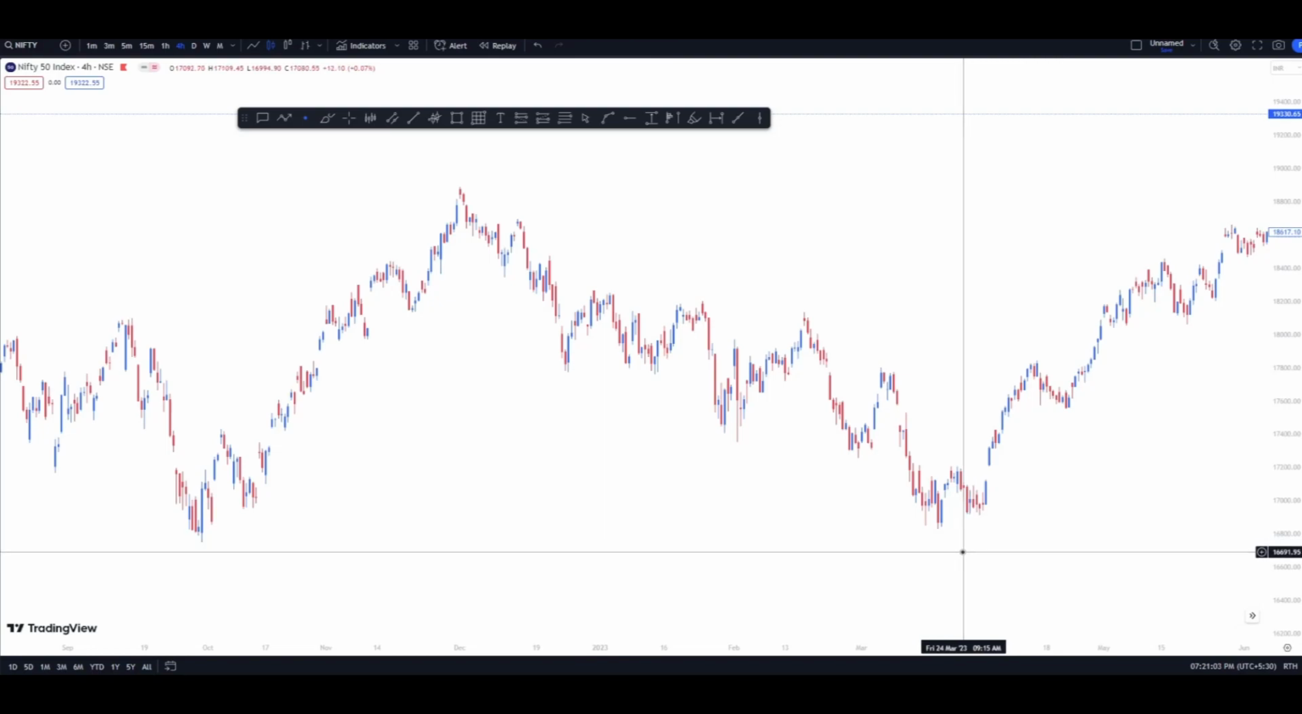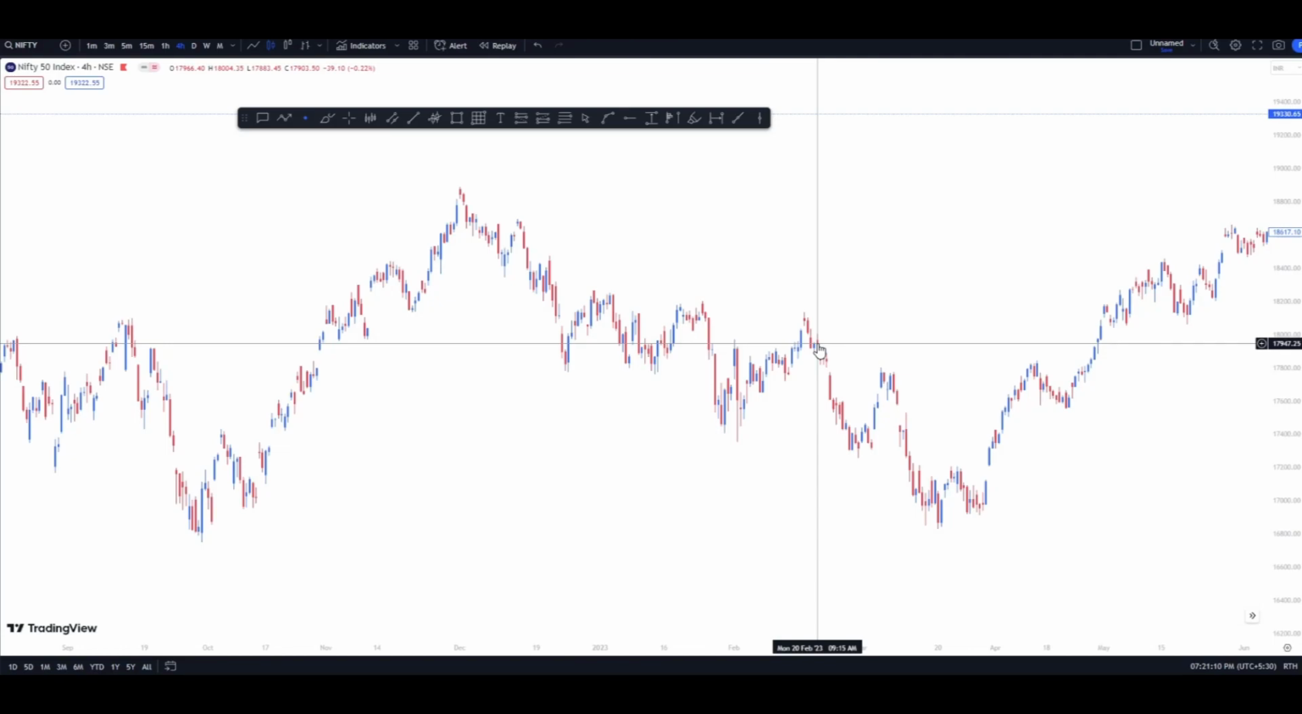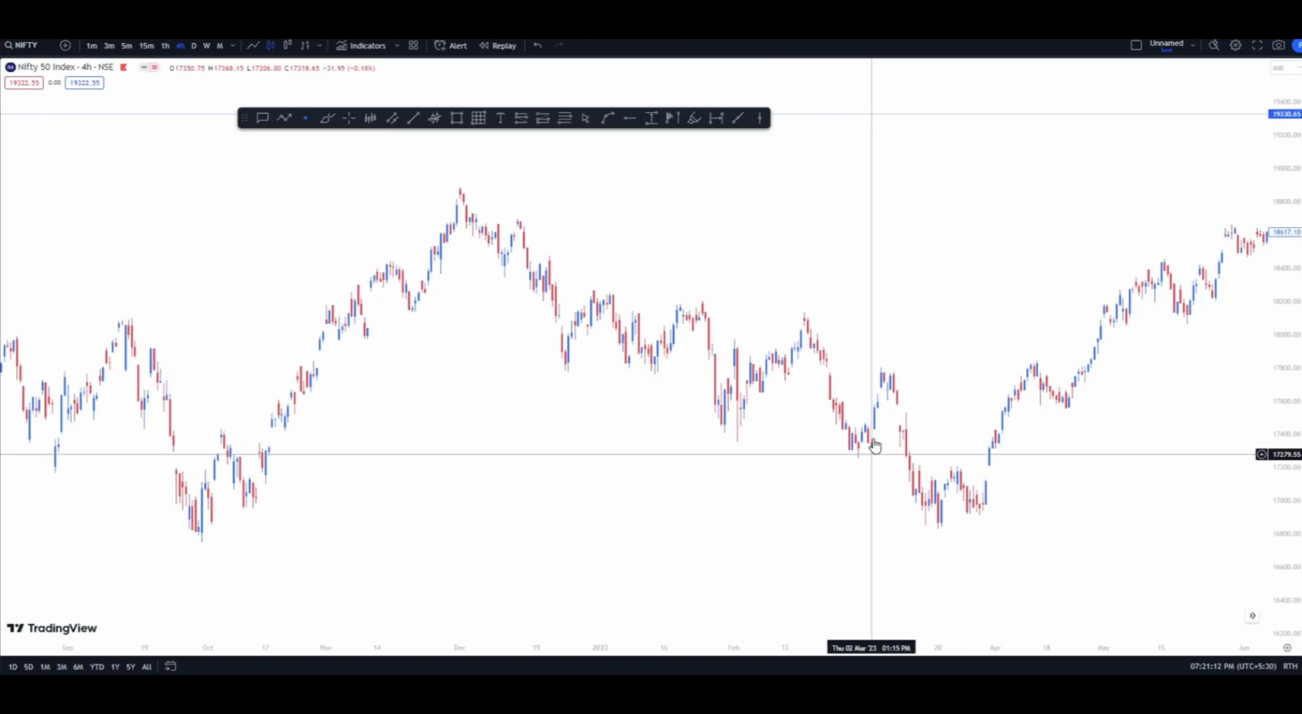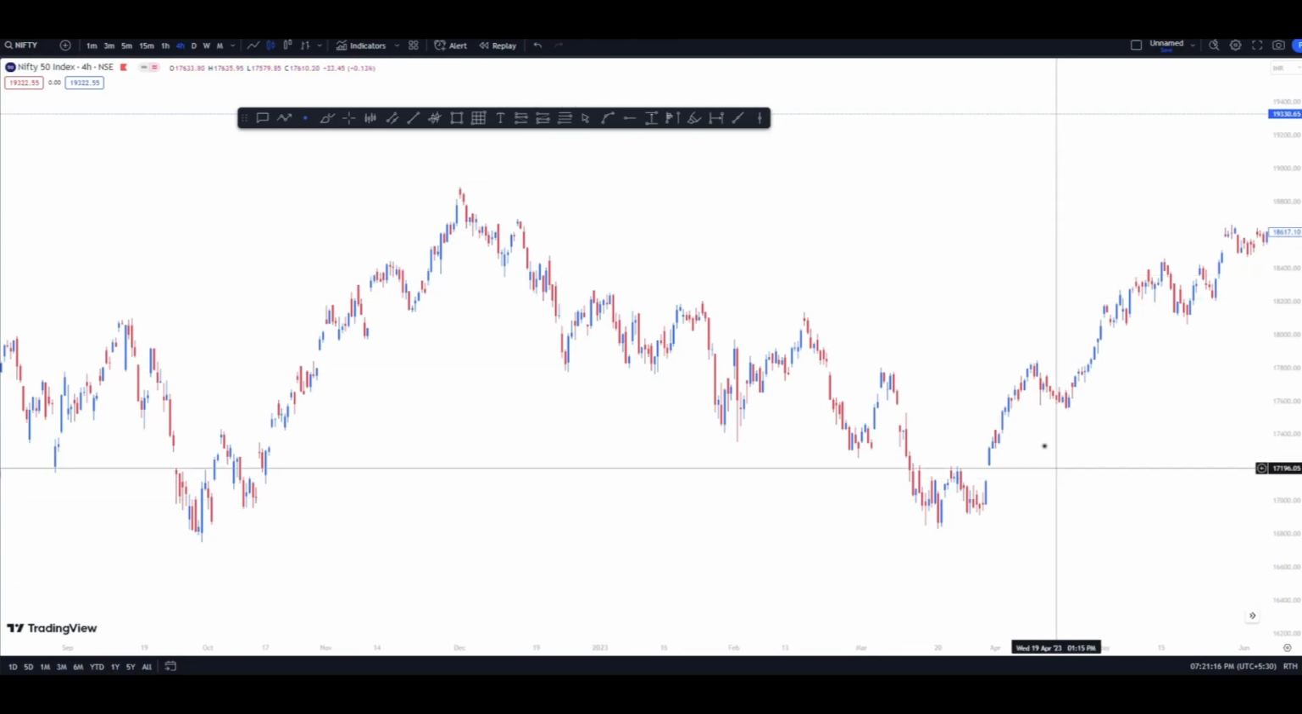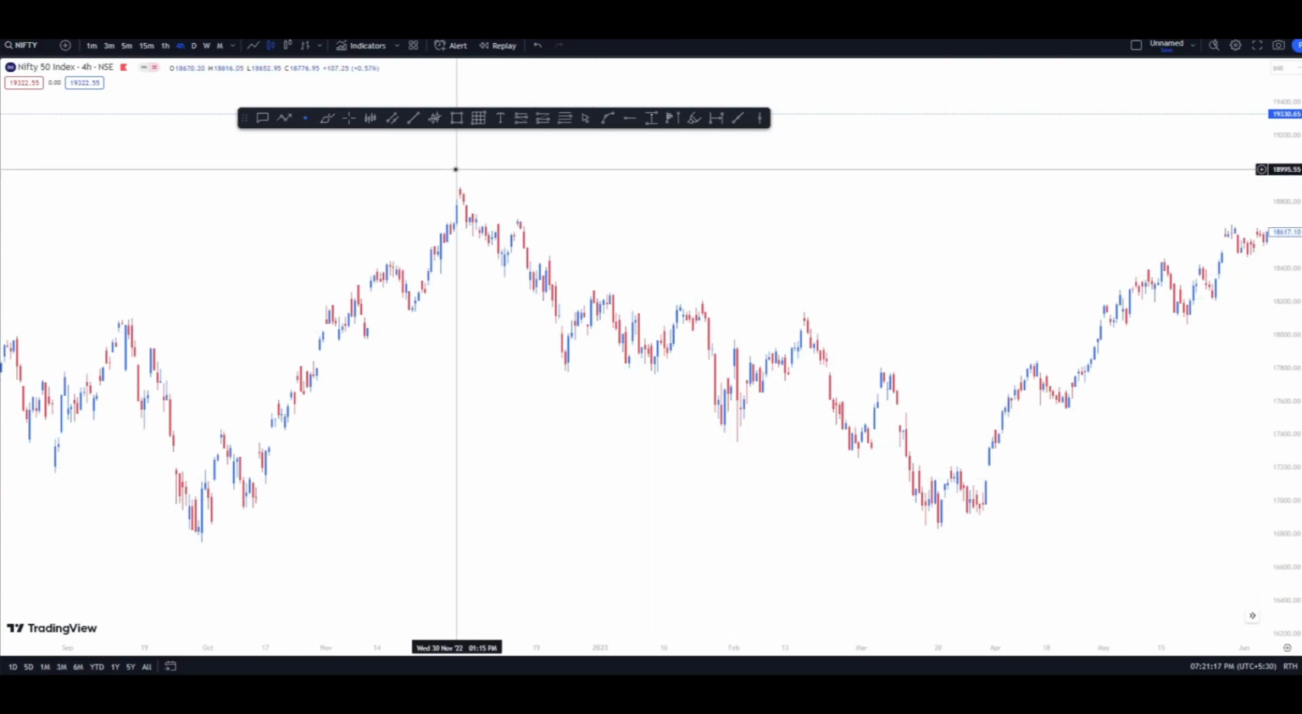If some of you don't know anything about buying and selling, the red candle represents sellers and the blue candle represents the buyers. Here, what do you see? Are we making higher highs, higher lows, or lower highs and lower lows?